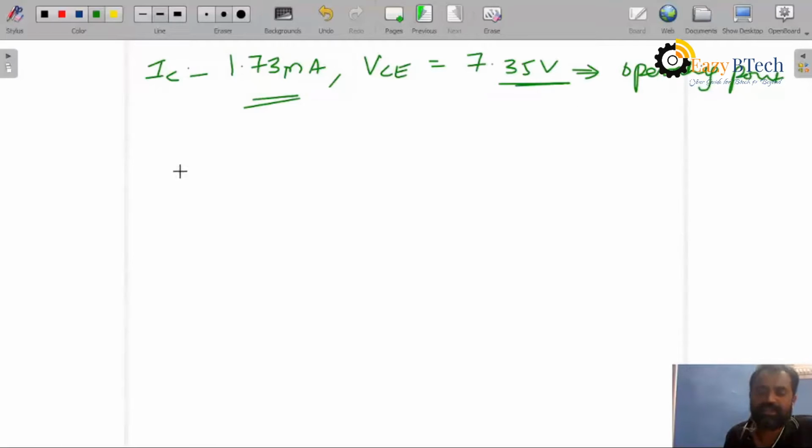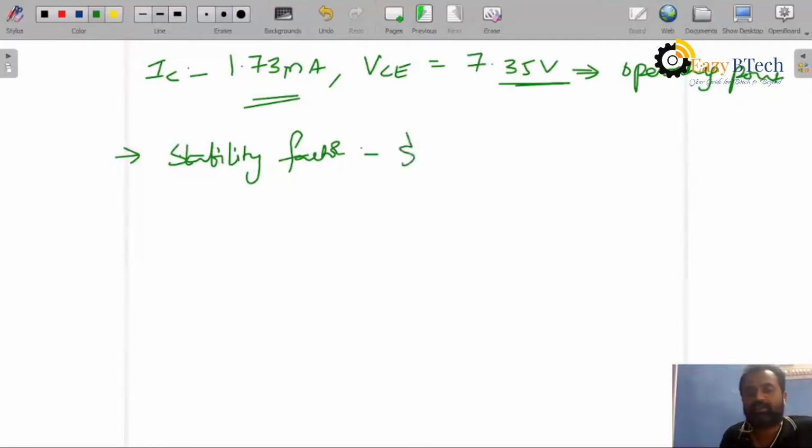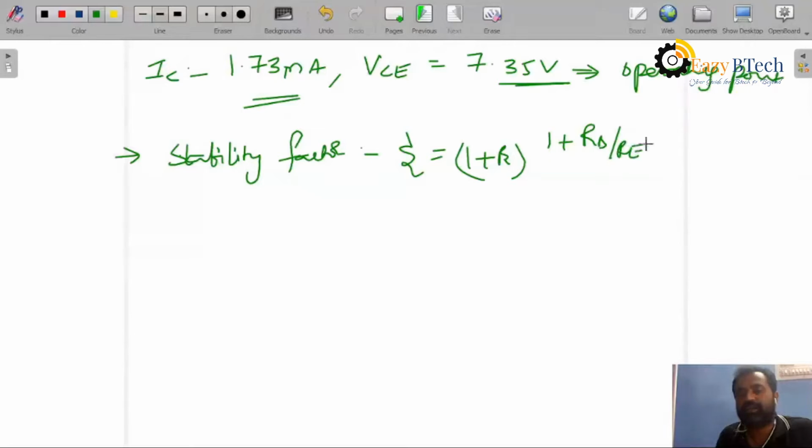Okay, now the stability factor. The second one is the stability factor. What is the stability factor? It is 1 plus beta into 1 plus RB by RE, divided by 1 plus beta plus RB by RE.